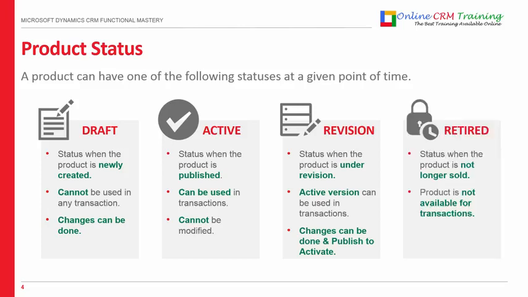And the final status is retired. It is the status when the product is no longer sold and the product is not available for transactions. It means that the company is not going to use this product or sell this product to their customers. So these are the 4 product statuses. Let's see an example of each one in detail.